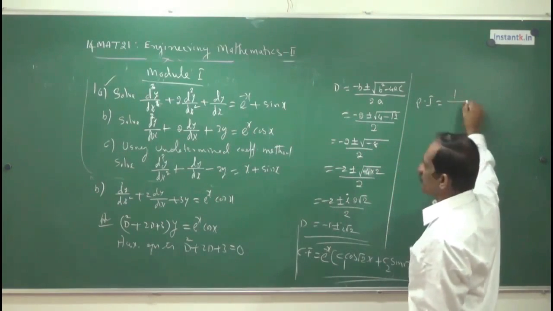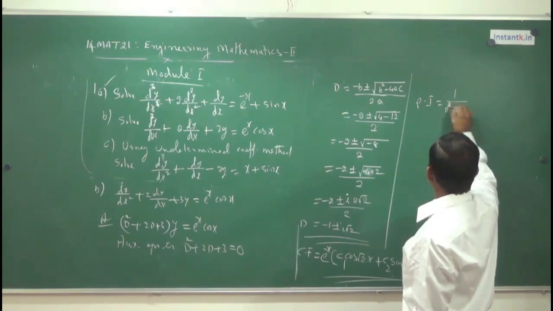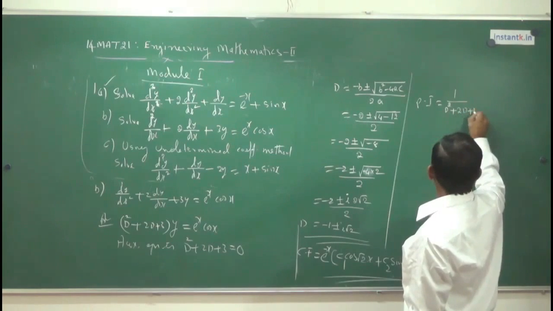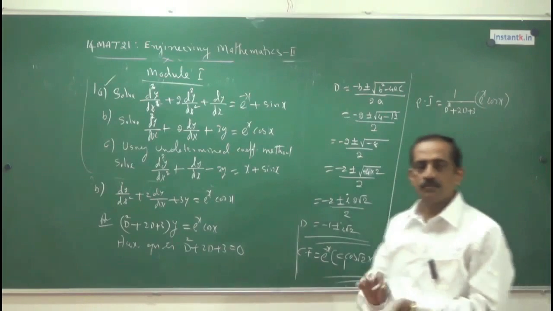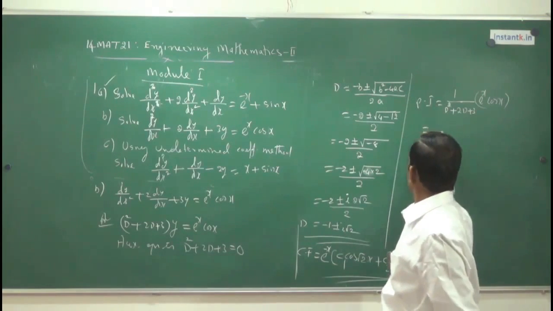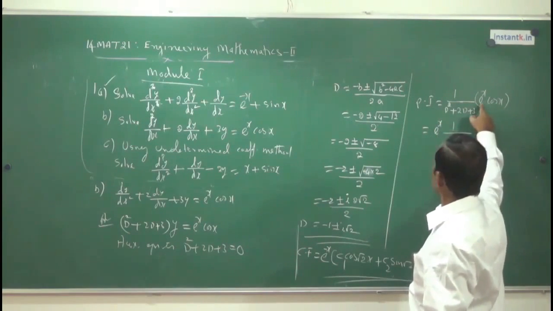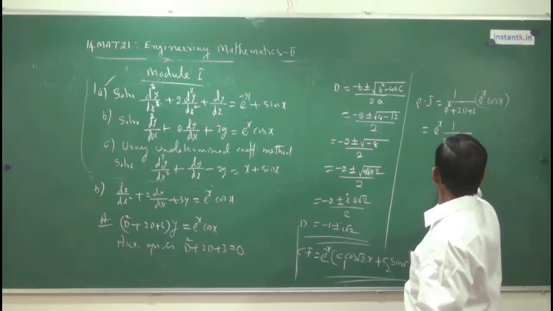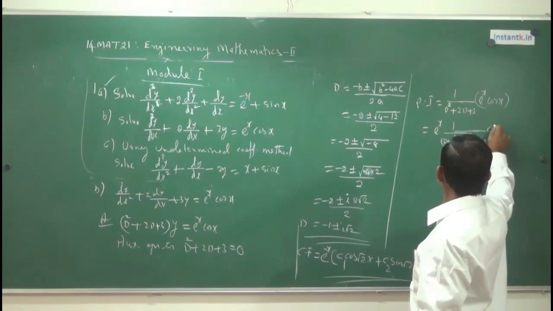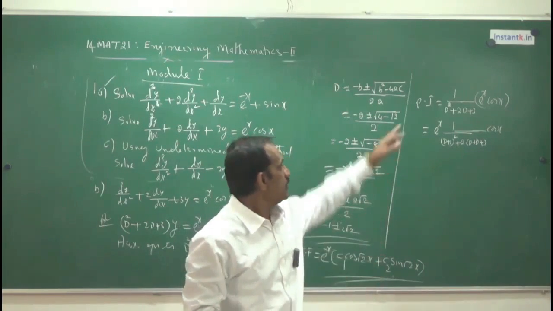How to get PI? If you use inverse differential operator method, it is 1 over D square plus 2D plus 3 of e power x into cos x. If the right hand side is e power x into a function of x, what is the method of finding particular integral? You have to take e power x outside. So this one, take it outside. When you take it outside, this D is replaced by D plus a. A is here 1, so it is D plus 1 whole square plus 2 times D plus 1 plus 3 of cos x.